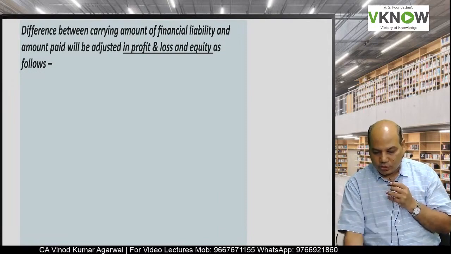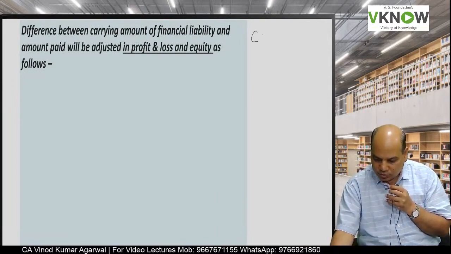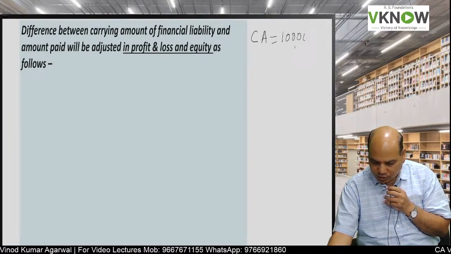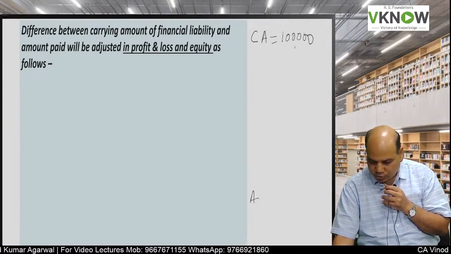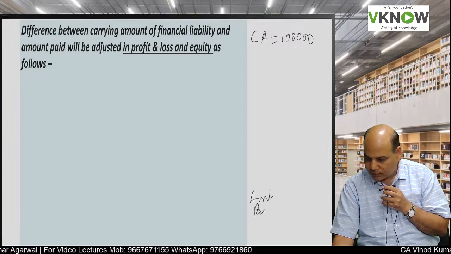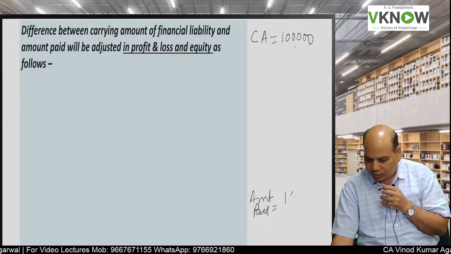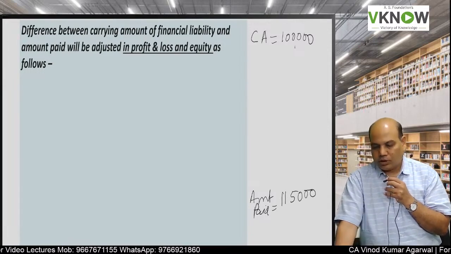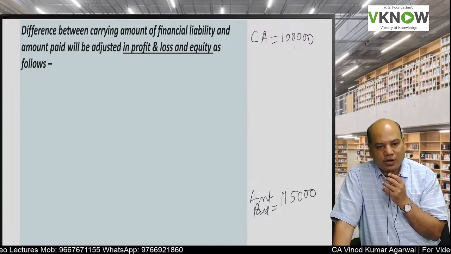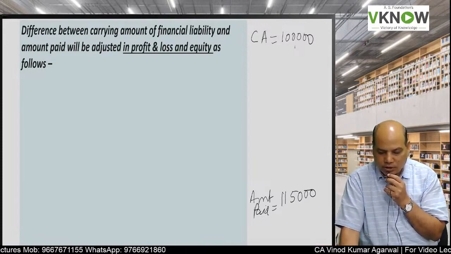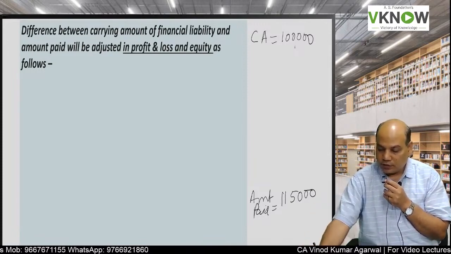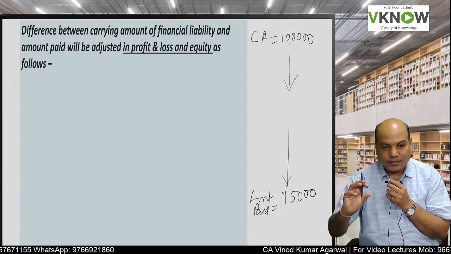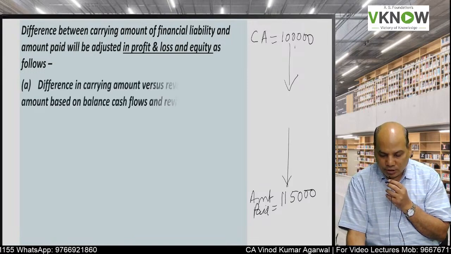Let us see. So difference between carrying amount, suppose this is the carrying amount of financial liability 1 lakh, and suppose the amount paid to settle is 1,15,000. The company says take 1,15,000 and let us close our liability. So what is the difference? The difference is 15,000. How will that 15,000 be treated?